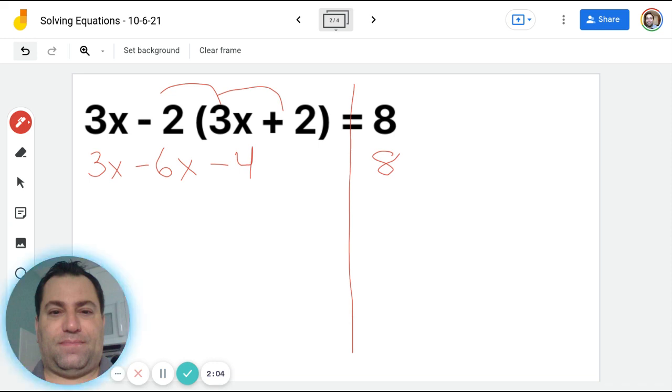Now, just like the previous example, we're going to go term by term. So 3x is my first term. We'll keep this side as the letter side. So this is going to be a +3x. I go to the next term. It's also a variable, so we can keep -6x right where he is. And then the last term is a -4.